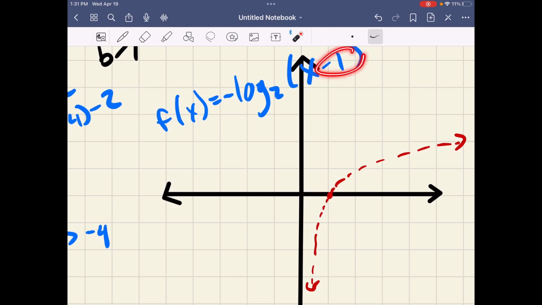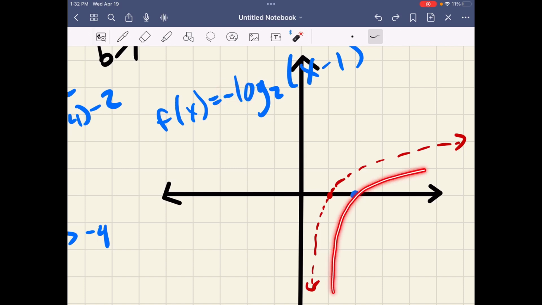The first thing I want to notice is that minus 1 is inside the parentheses, so it's going to affect me horizontally. Normally I would think it goes left 1, but again, being inside parentheses, it behaves oppositely, so I'm going to go to the right 1. So here's my new point here, and if you'll notice, I'm not adding or subtracting anything at the end outside of the parentheses, so there's no up or down shift. I can notice this negative right here, and that is going to reflect it across the x-axis.